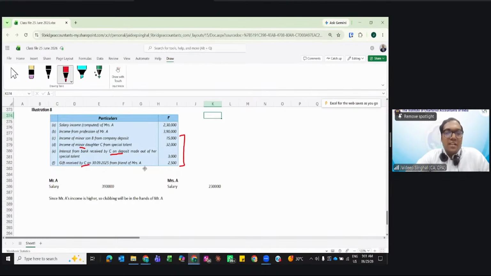You can see my screen, right? Is there an issue? My screen is clearly visible, right? Okay.